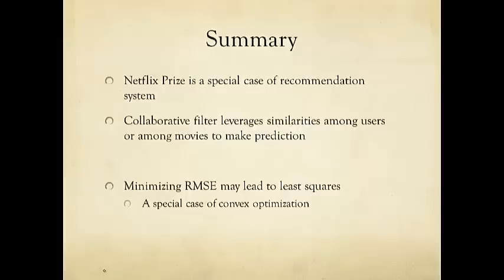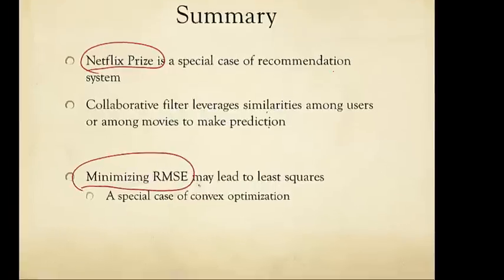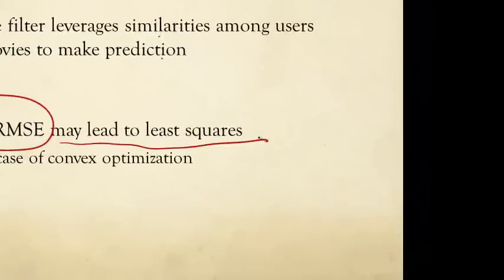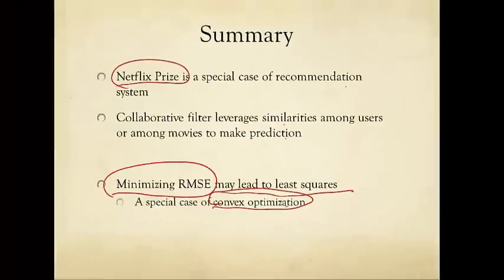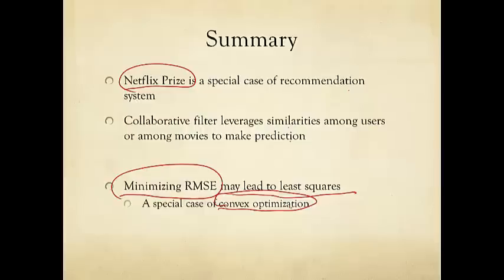So that's the end of this longest lecture in the entire course. We looked at the Netflix Prize, a very interesting scientific story as a special case of a recommendation system. In particular, we looked at how collaborative filtering leverages similarities among users, or, as in our example, among movies, to enhance the accuracy of prediction, say measured by root mean square error. And if you indeed minimize root mean square error, which you don't have to, as we saw, this will often lead to a least squares problem, which is a special case of convex optimization that we see over and over again in the course. This is just a very brief terminology introduction on convexity today.